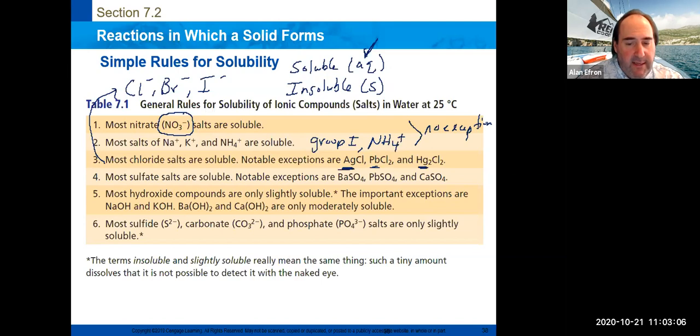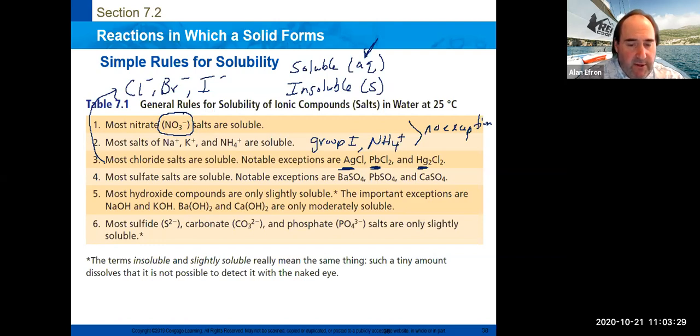So those are three exceptions, which means if you have chloride, bromide, or iodide in a formula, you should give it the aqueous symbol, except if it has in that formula with it silver, lead 2, or mercury 1. Then it goes from being aqueous to being insoluble or a solid.